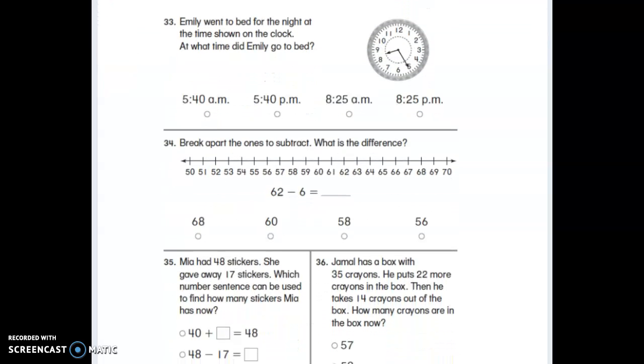Number 33. Emily went to bed for the night at the time shown on the clock. At what time did Emily go to bed?